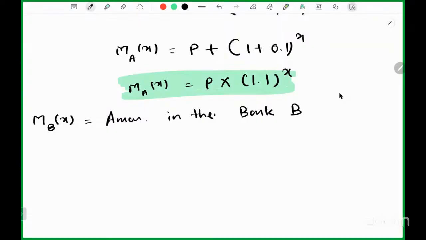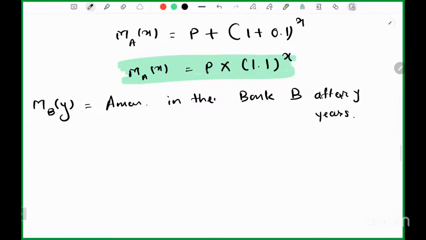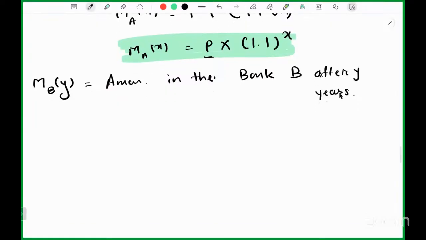Here MA of X represents the amount in Selva's account after X years of deposit in bank A. MB of Y represents, taking Y in place of X, the amount in Selva's account after Y years of deposit in bank B. When she deposits the amount in bank B, the principal amount is not P; it is the amount after 10 years, that is the principal plus the interest she earned after 10 years. So we have to compute what that amount is.